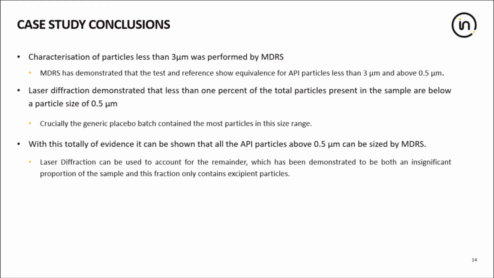With this totality of evidence, we can see that the API particles above 0.5 can be sized by MDRS, and laser diffraction can be used to account for the remaining particles, which are demonstrated both to be an insignificant proportion of the sample, and that this fraction only contains excipient particles, and therefore we can prove bioequivalence for all our API particles.